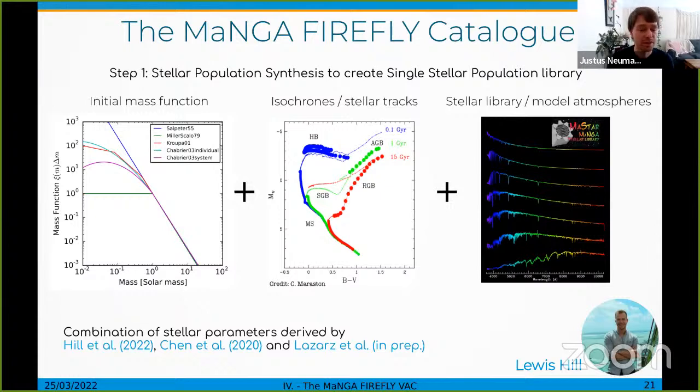And then you need to determine stellar parameters of the stellar library, such as metallicity, effective temperature, surface gravity, and so on. Much work has been done there by our PhD student at the ICG, Lewis Hill, but also by other groups across the MaNGA collaboration. And actually for the MaStar stellar population models, we use a combination of stellar parameters from the different groups that worked on this.